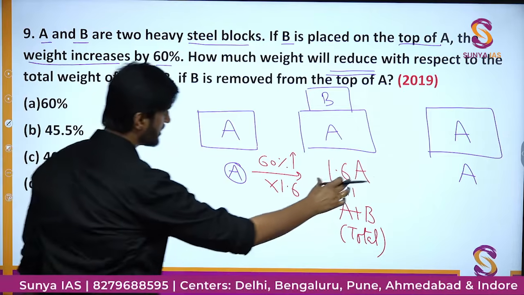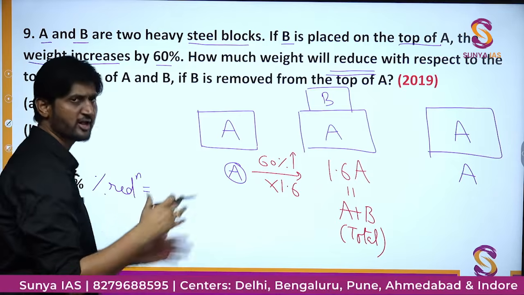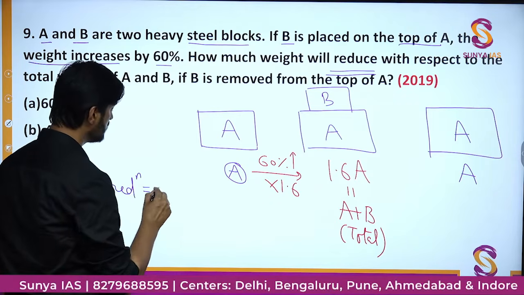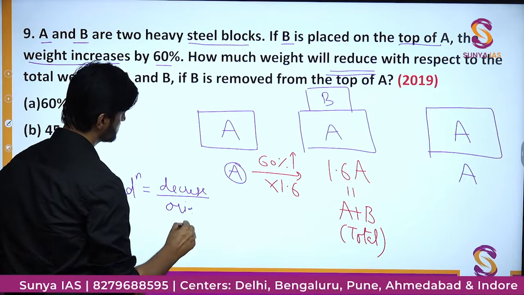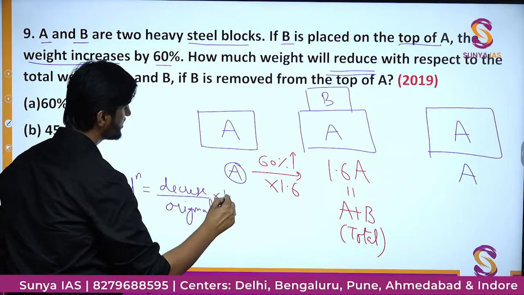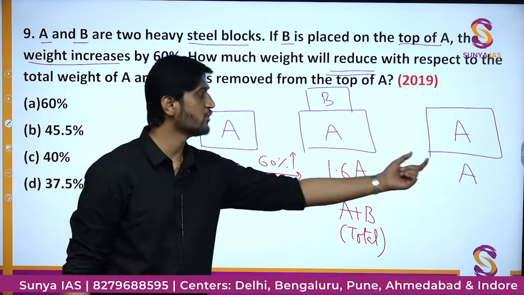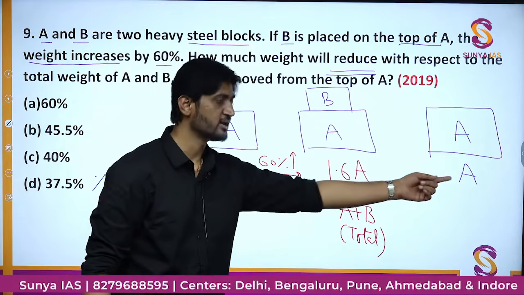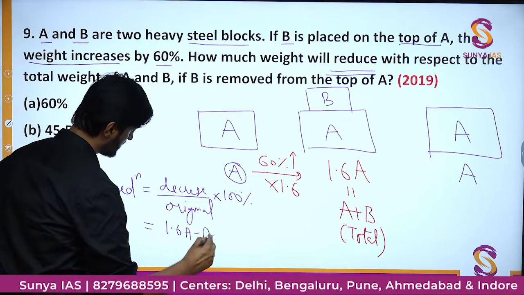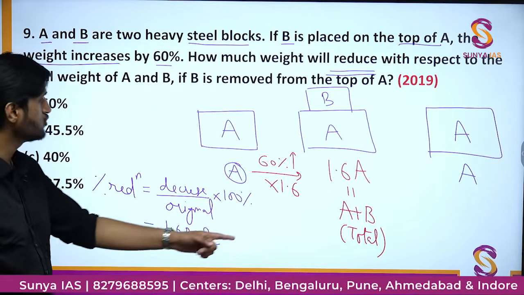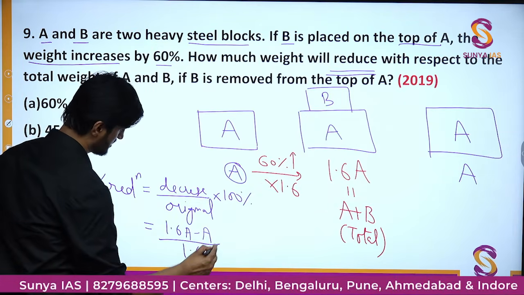Initially the weight was this. So percentage reduction or percentage decrease, both are the same things, is nothing but the decrease amount divided by original amount into 100. What is the decrease? Initially it was 1.6A. Now it is only A. So we'll write 1.6A minus A divided by the total amount. Total amount is nothing but A plus B. That would be 1.6A into 100.